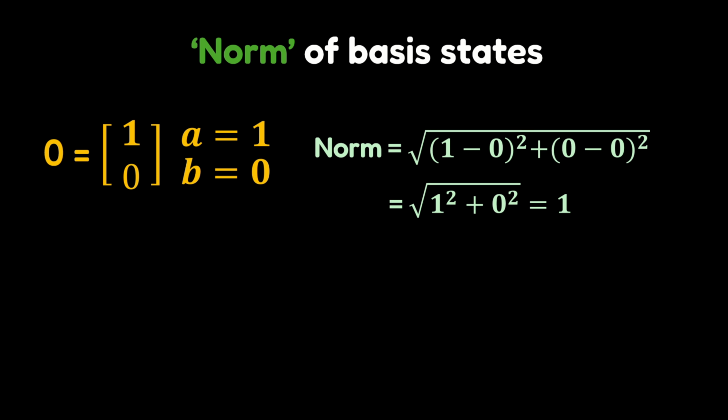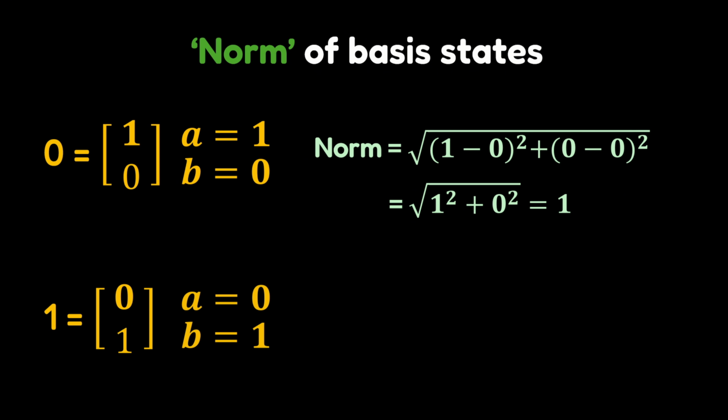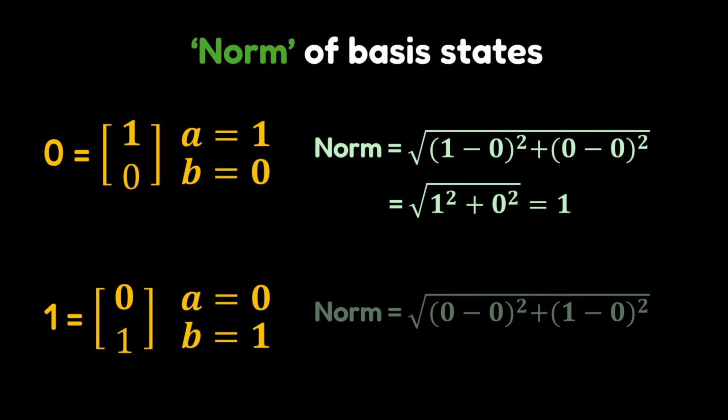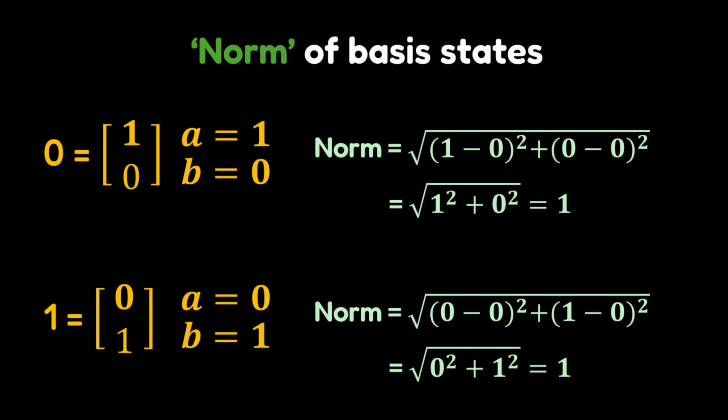The vector for bit 1 is (0, 1). So in this case, A equals 0 and B equals 1. Then the norm is root of (0 minus 0) whole square plus (1 minus 0) whole square, which again simplifies to 1. So both bit vectors have a norm of 1, meaning they are clean, normalized and perfect for representing states. This norm equals 1 idea becomes extremely important later when we move into pure quantum states. But for today, this is enough.